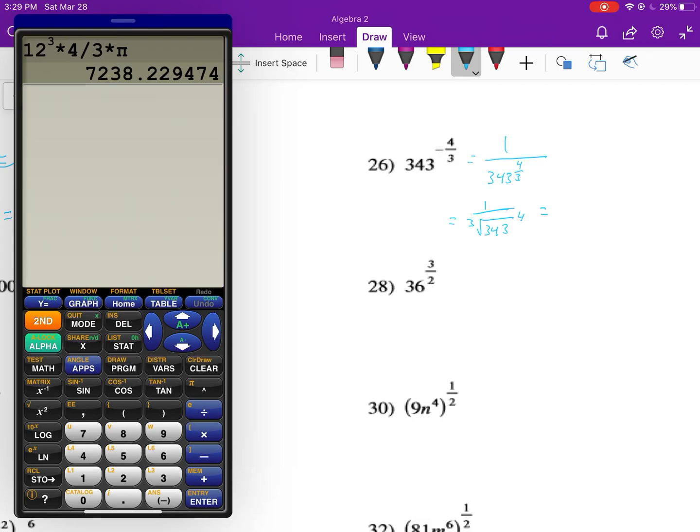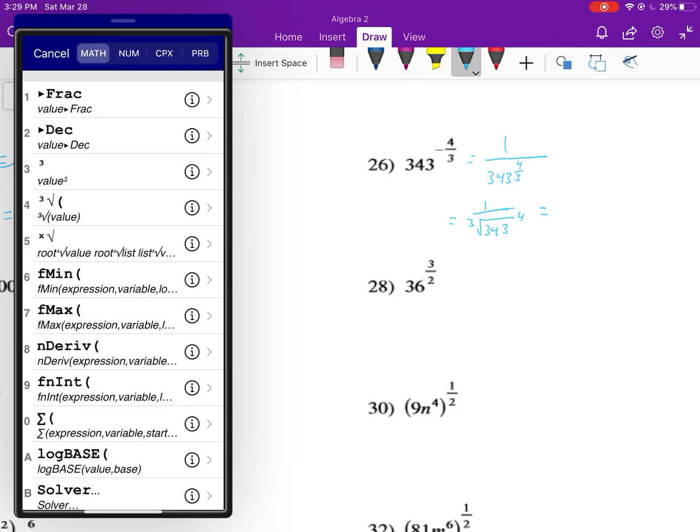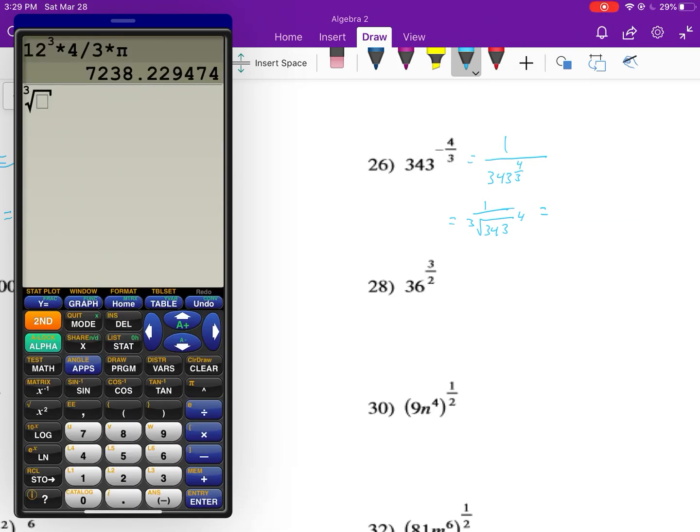On your calculator, you can do the cubed root. On my calculator, I need to go to math. And you notice number 4 here has cubed root, so I'm going to click that, cubed root of 343, and that's 7. So we have 1 over 7, but it's still to the 4th power, and so now we want to do 7 to the 4th power, and that is 2,401.